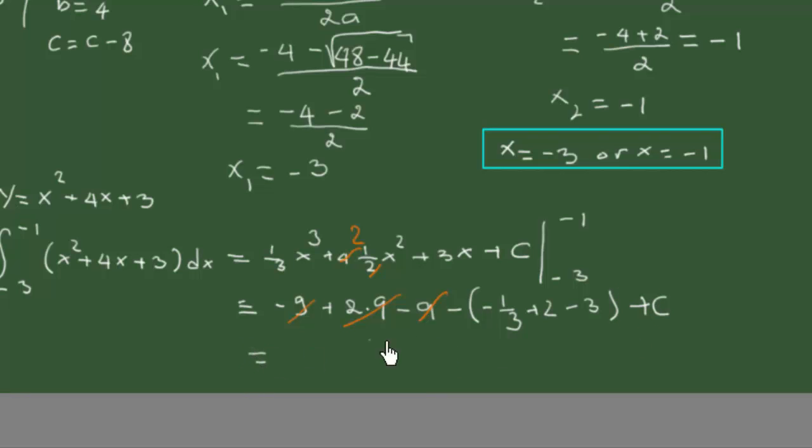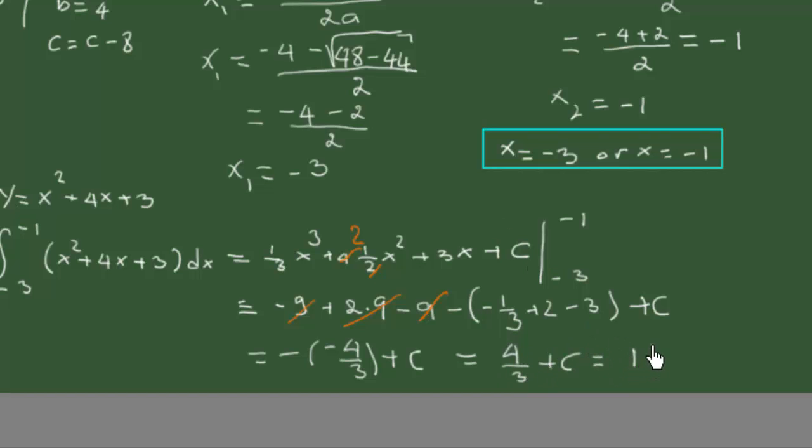Then we have in here, that will be minus 1 plus 6 minus 9. And this is equal to minus 3 minus 1 minus minus 4/3 and minus 4. Okay, we have a minus minus 4/3 plus C. This is equal to 4/3 plus C. We can also write it as the mixed number.